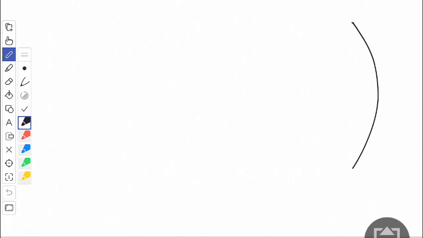Okay. So this is a mirror. Now we will take a couple of rays. So let's say this is the first ray. This ray goes and hits the pole. What will happen? This ray will go like this. It will come back in the same direction.